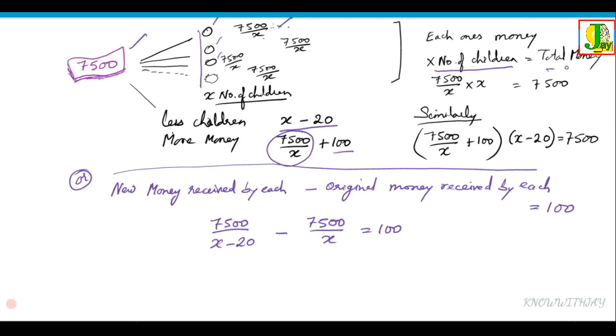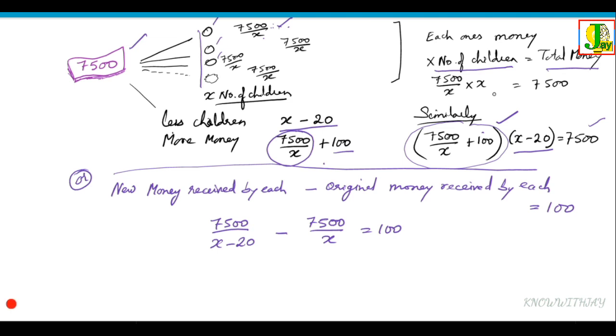That's the total money. Similarly, in the second case, we multiply the money of each child, when the number of children is less, by the total number of children, that is x minus 20, and we get the total money. So the total money is not changing.